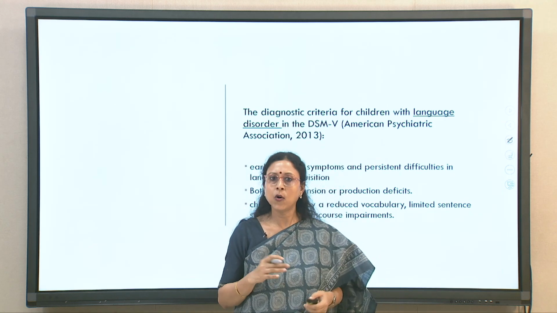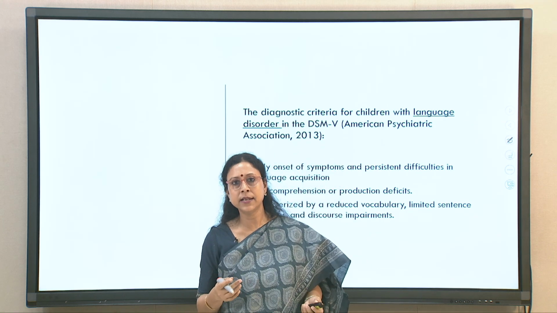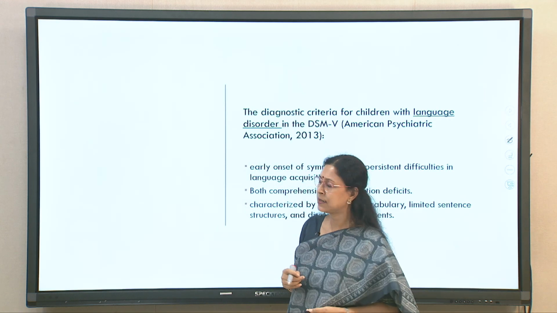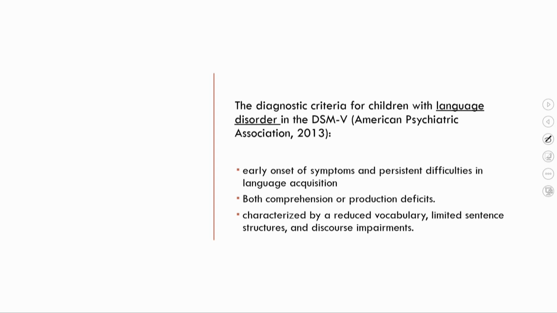Now, this is the overall NDD category, but let us look at our main agenda here, our main focus here, which is the language disorder. So, the same DSM 5, which is given by the American Psychiatric Association, from their perspective, language disorders will include these features. So, early onset of symptoms and persistent difficulties in language acquisition. This will affect both comprehension and production, may not be in the same degree.